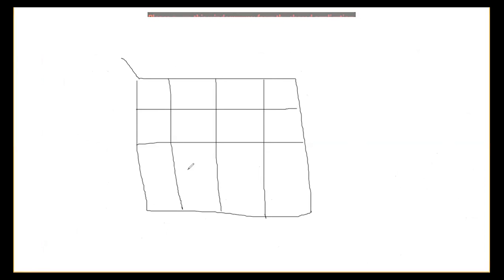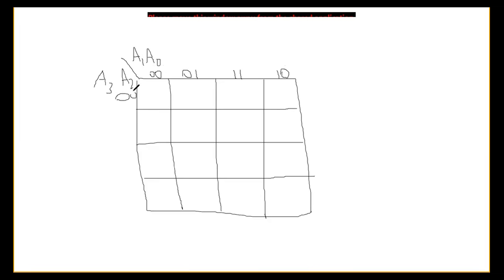see I'm taking the 4 box, 4 variable K map. I'm taking the A1 and A0. These are the LSB bits, and A3 and A2 are MSB bits. 0, 0, 0, 1, 1, 1, and 1, 0, and here also 0, 0, 0, 1, 1, 1, and 1, 0. Okay.